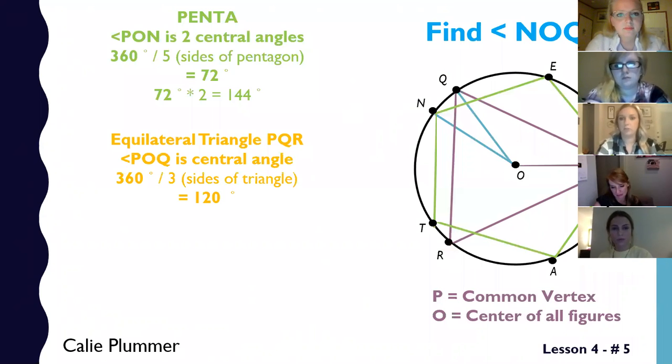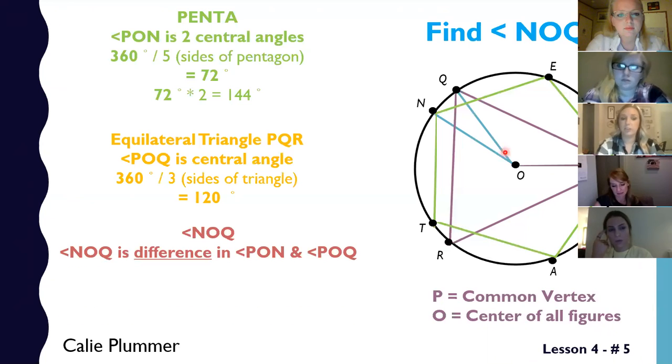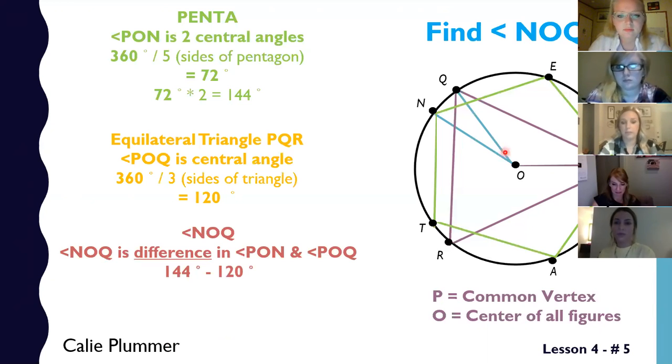Because this is the space in between, this is the difference of angle POQ and PON. When you hear the word difference, you know you're going to subtract. So we subtract angle POQ, which is 120, from 144, the degrees of angle PON. So angle NOQ, which is the space in between, is 24 degrees.